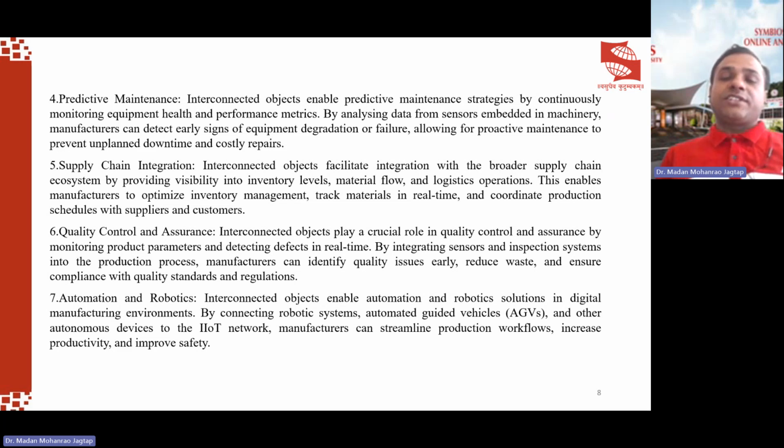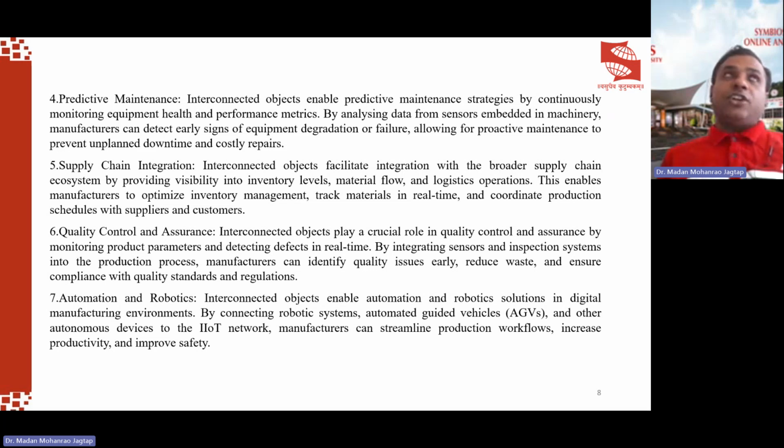So by connecting robotic systems, automated guided vehicles and other autonomous devices to the industrial internet of things network, manufacturers can streamline production workflows, increase productivity and improve safety. So here we can connect automation and robotics. Automation means machines are working on their own, programmable machines. They are connected with robotics. This can be achieved with the interconnected objects. They enable automation and robotic solutions in digital manufacturing environments.